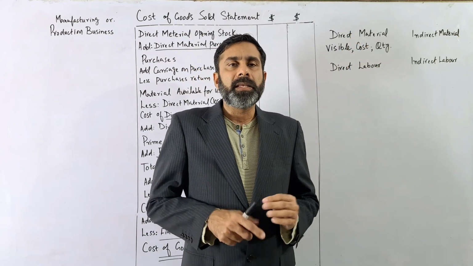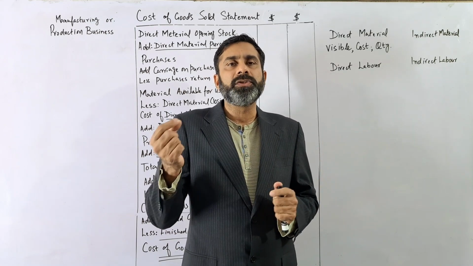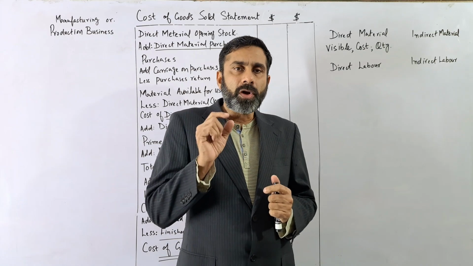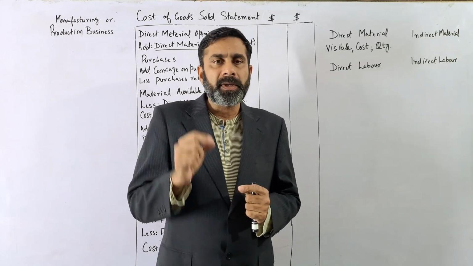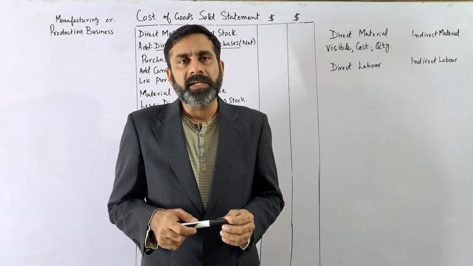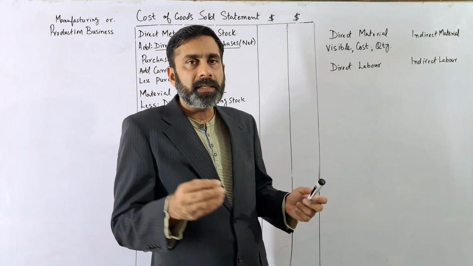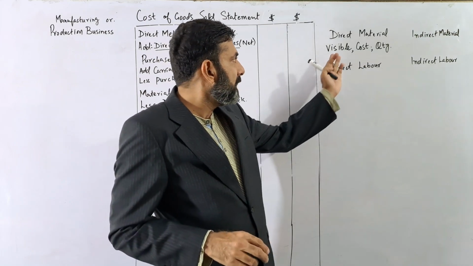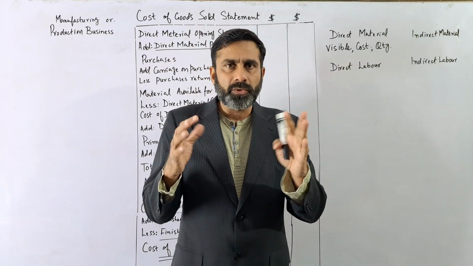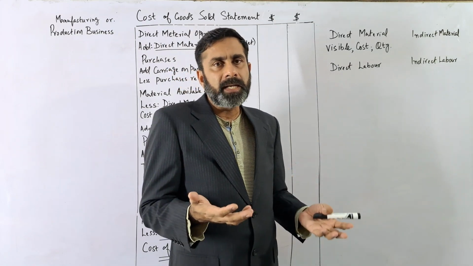For example, if they are producing something and they are using gold or some diamonds, the cost is high, but the quantity may be very less, but still we will call it the direct material, not the indirect material. So if it is easily visible, what you notice at first look in any product, that means it is the direct material.